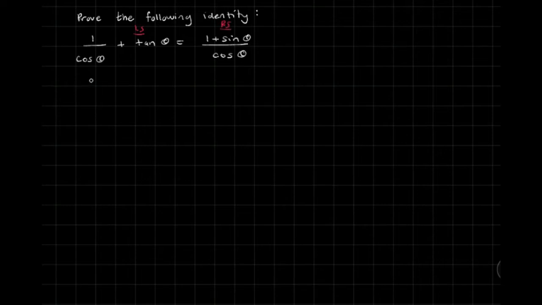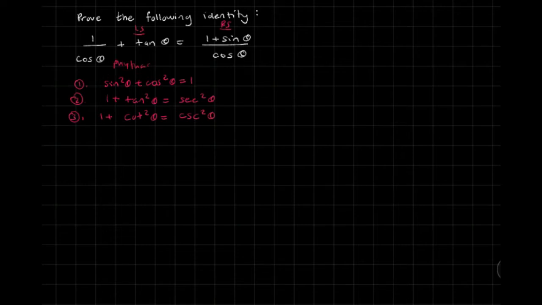Now we know that our Pythagorean identities from the previous lesson were sine squared theta plus cos squared theta is equal to 1. 1 plus tan squared theta is equal to secant squared theta. And we also know that 1 plus cotangent squared theta is equal to cosecant squared theta. Now, we also looked at the quotient identity. So these are Pythagorean identities.